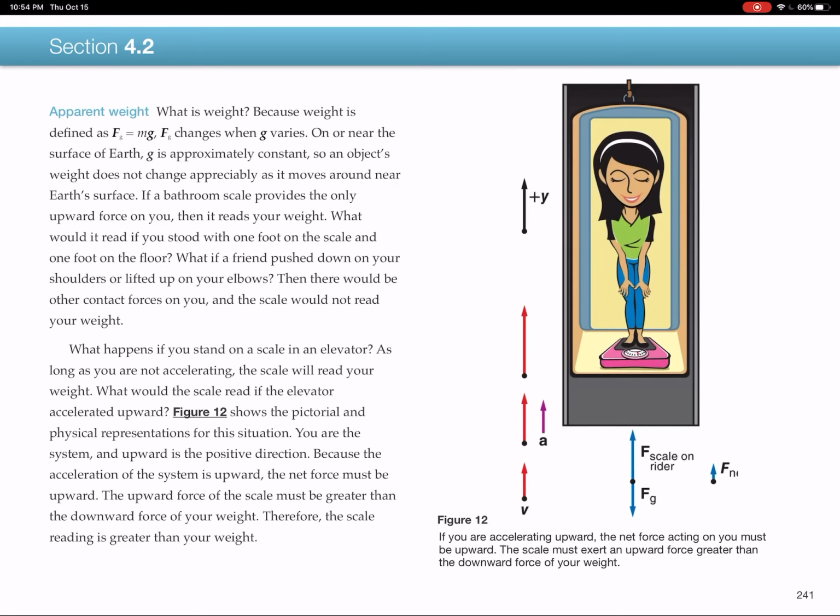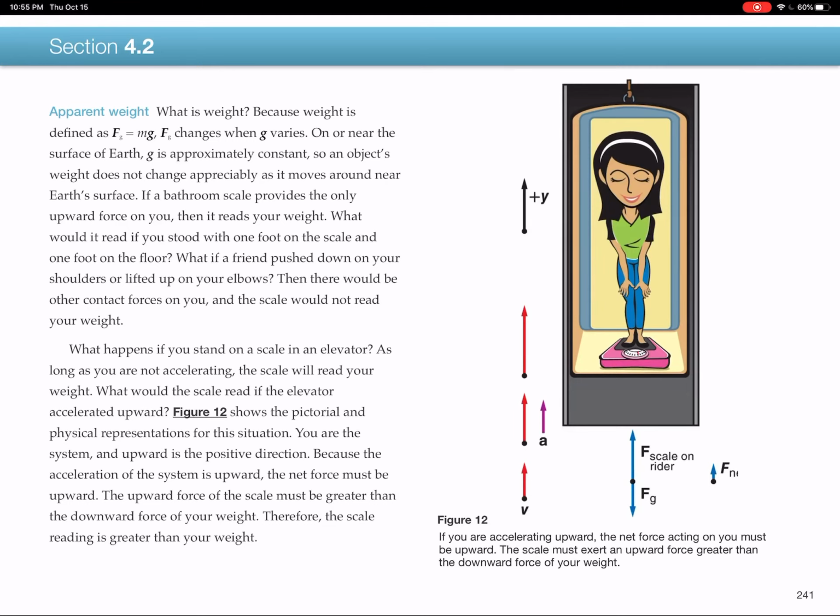If we look at the situation here in figure 12, here we have someone standing on a scale in an elevator that is accelerating upward. In that case, given that we have acceleration upward, we have to have a net force upward. That means that if you take the sum of the two vectors, the force of the scale that's upward and the force of gravity downward, we will have a net force up, which further means that the force of the scale is greater than the force of gravity. You could find the force of the scale by taking the magnitude of the force of gravity and adding the net force to it in that situation.